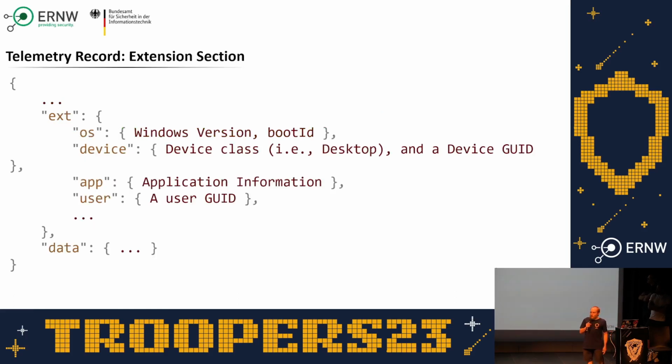So the extensions field can vary depending on the telemetry data that is sent, but what is always present are the following fields. It's operating system version information, a boot identifier, so it increments during boots, a device class, for example, desktop machines, a device GUID, an app identifier, that is the application from where the telemetry record was generated initially, and a user GUID.